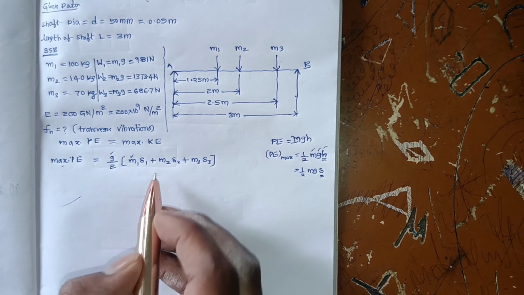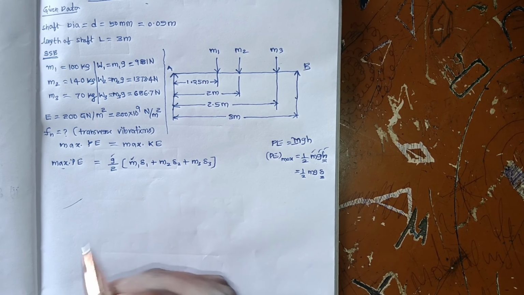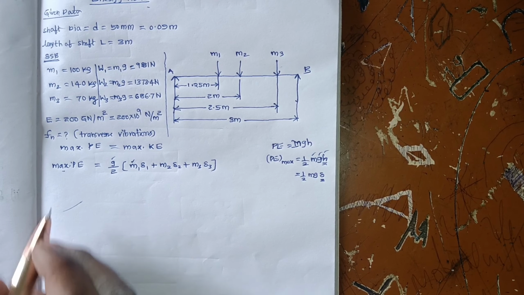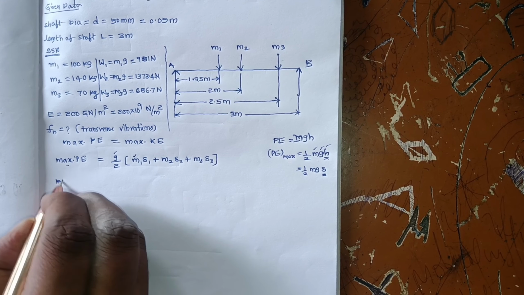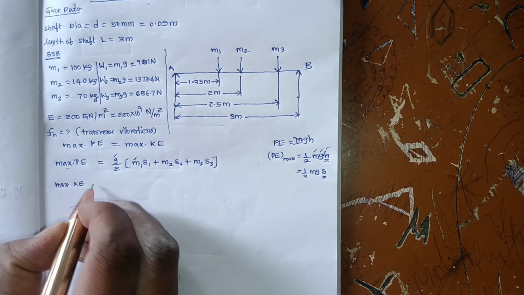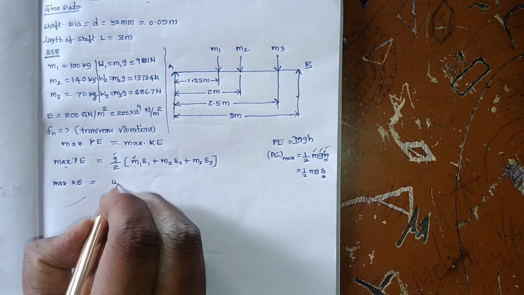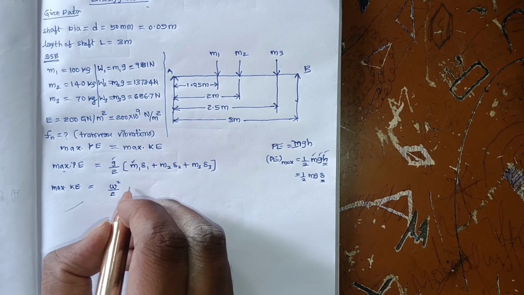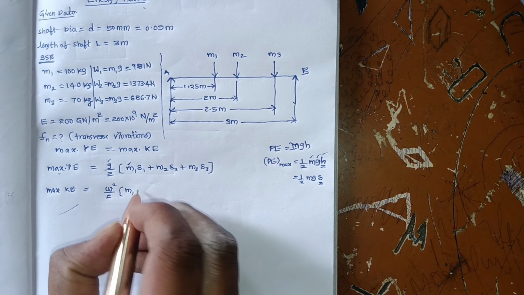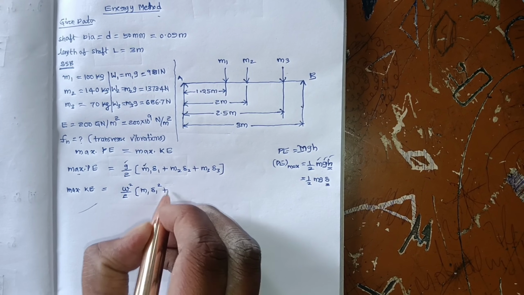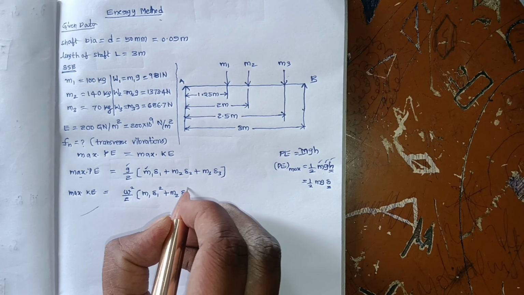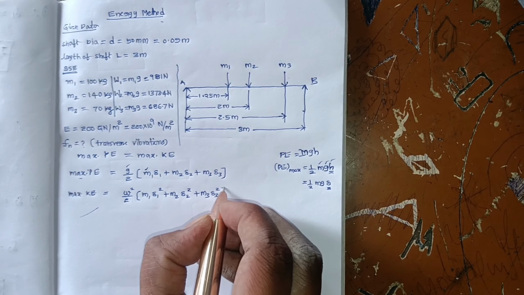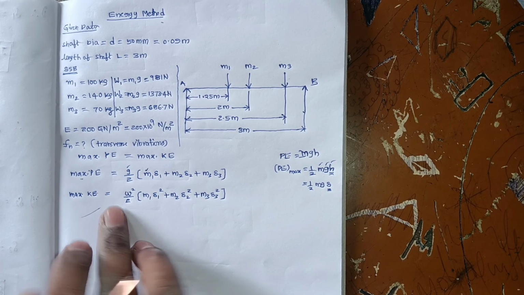So here you need to find out delta 1, delta 2, delta 3. You know the g value is 9.81. Similarly, maximum KE is omega square by 2 into m1 delta 1 square plus m2 delta 2 square plus m3 delta 3 square. So this is the maximum kinetic energy.